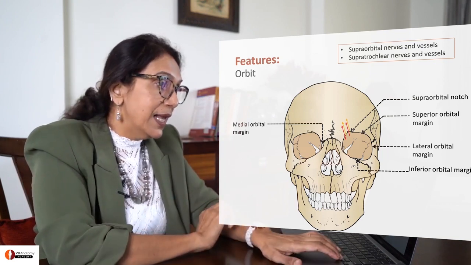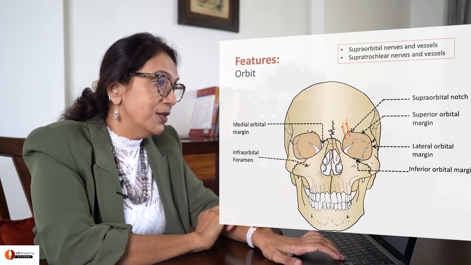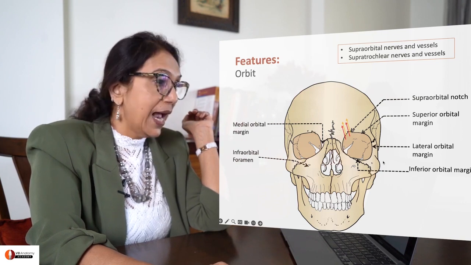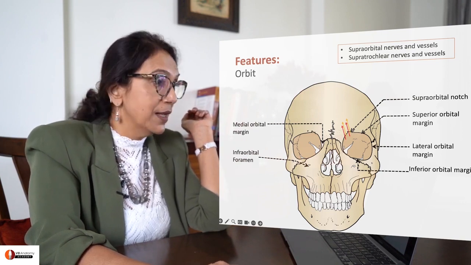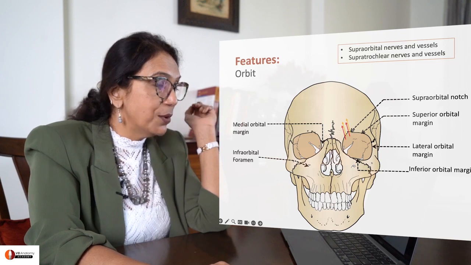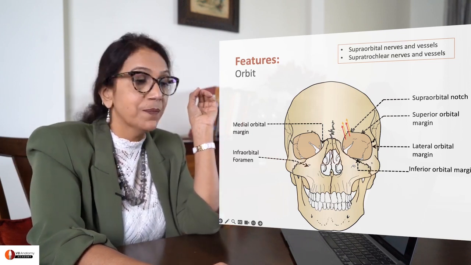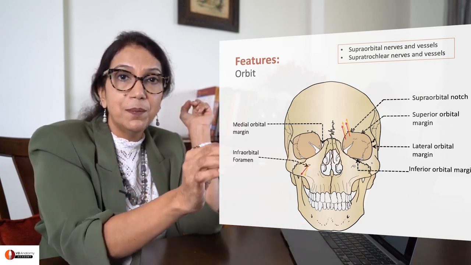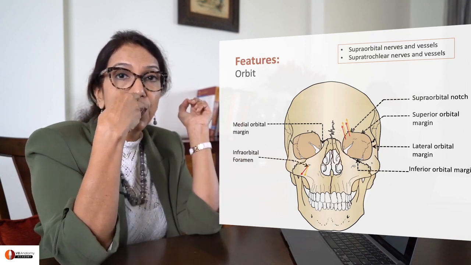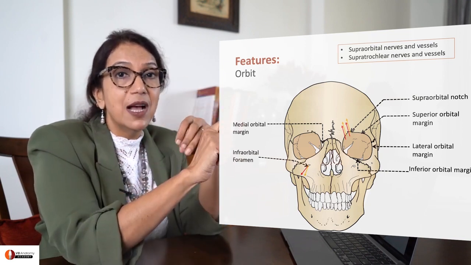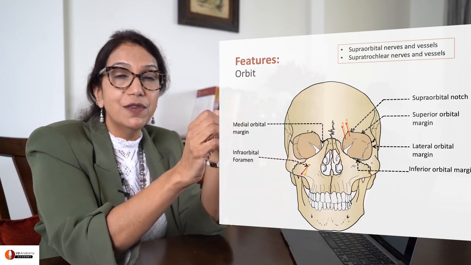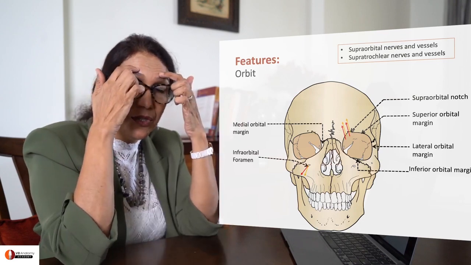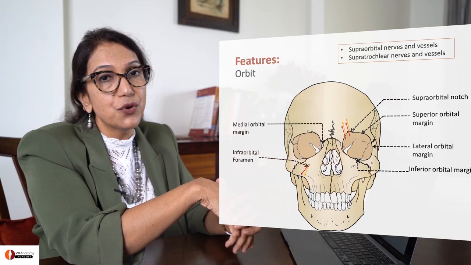Let's go further to the inferior margin, which obviously is formed, as you can see, by the maxilla and by the zygomatic bone meeting here. Just below this suture, you find a foramen called the infraorbital foramen. The infraorbital foramen is a space where infraorbital nerves and vessels emerge. The infraorbital nerve and vessels are branches of maxillary nerve and artery respectively. So here it was ophthalmic division, here it is maxillary division of trigeminal.